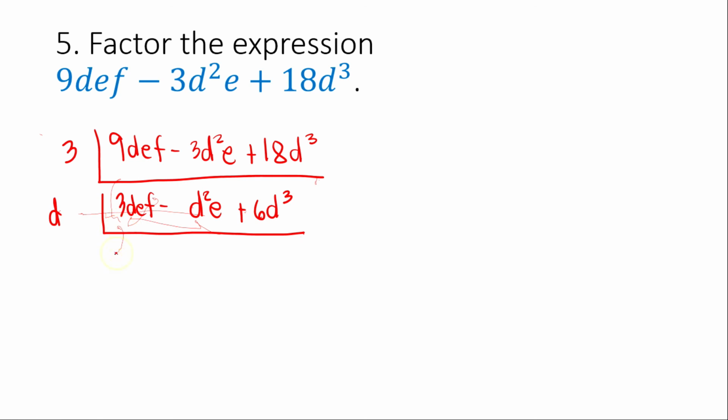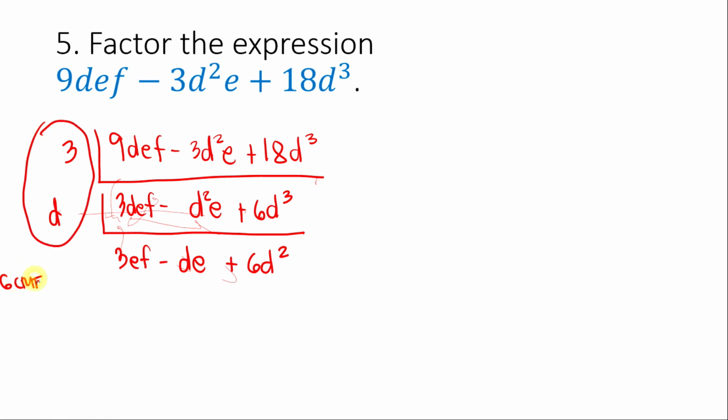So, when we divide, this will become 3EF. D squared, na-cancel out ang isa. So, d na lang. DE plus 6D squared. So, our greatest common monomial factor is 3D. And then, ang natirang polynomial is this. So, ang factored form ng ating given is 3D times 3EF minus DE plus 6D squared.